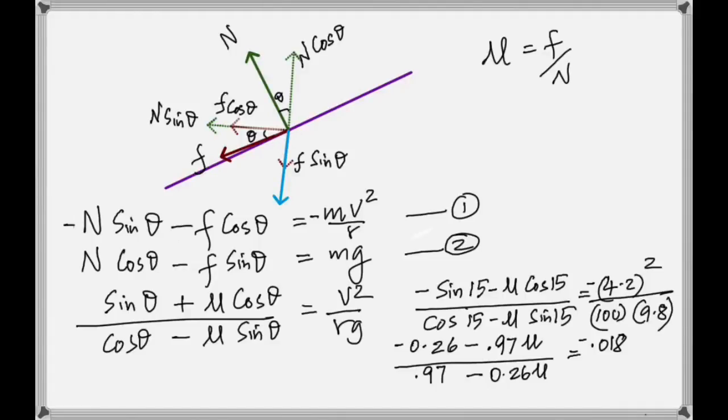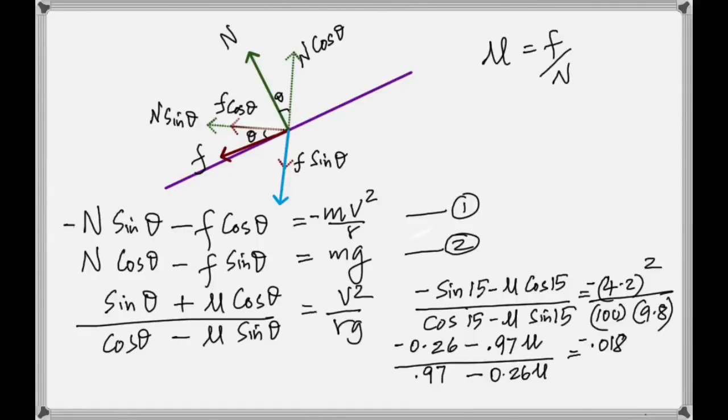So next, you have two equations, and I'm going to divide equation 1 by equation 2. I've divided each term by N. So the N will cancel out here, but here you will get f by N. Remember, f by N is mu. Same thing happens in the denominator. And when you divide the right hand sides, the masses cancel out.